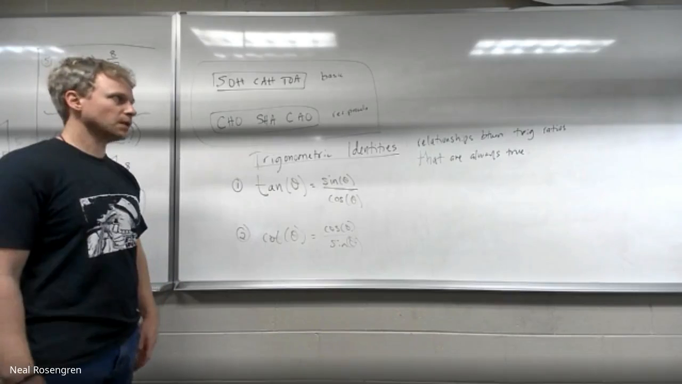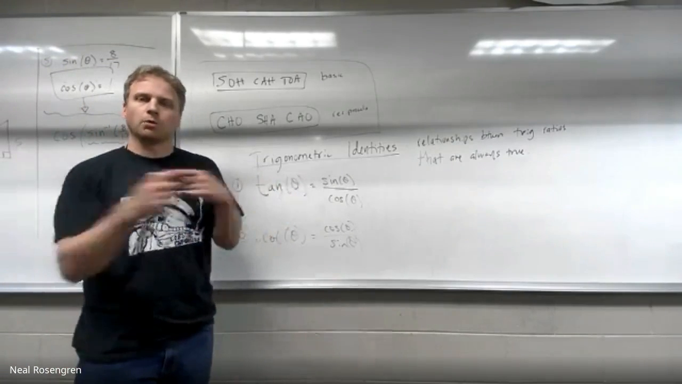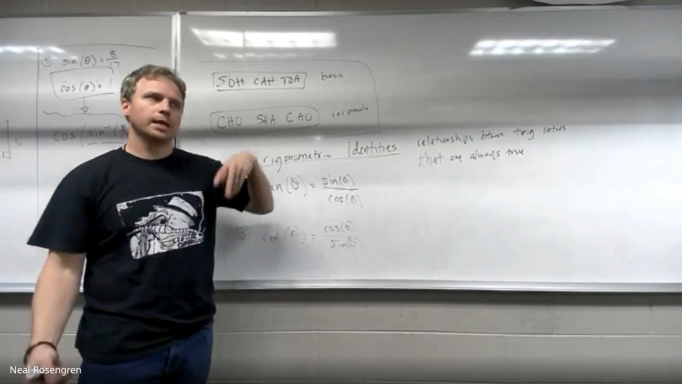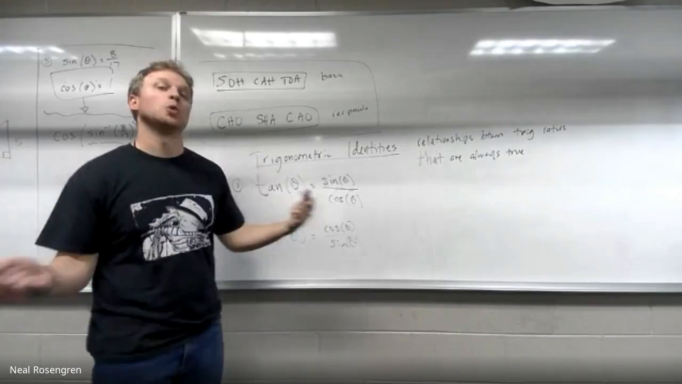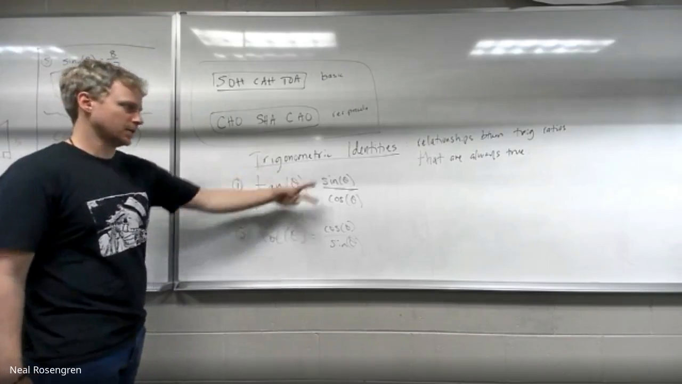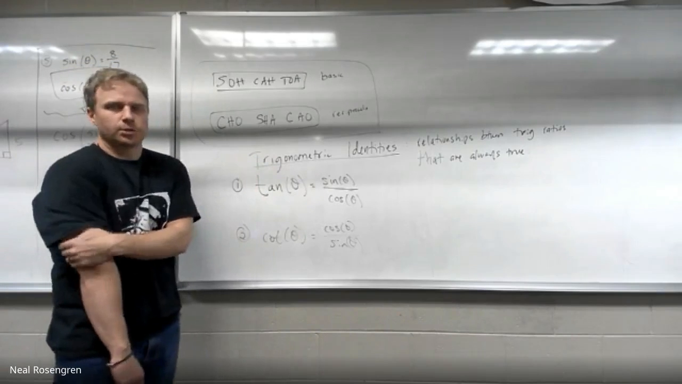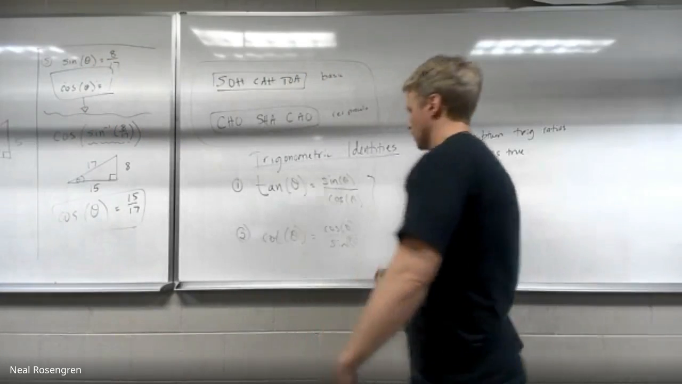Okay, the reciprocal ones are like sine and cosecant are reciprocals of each other. Cosine and secant are reciprocals. Tangent and cotangent are reciprocals of each other. These are the quotient trig identities because they're made up of two trig functions as fractions, okay? Those are really nice, okay?